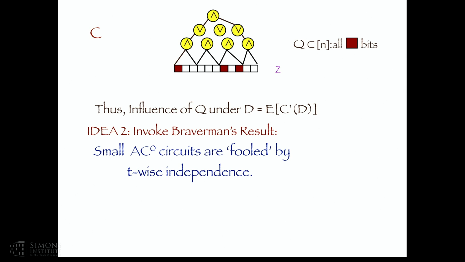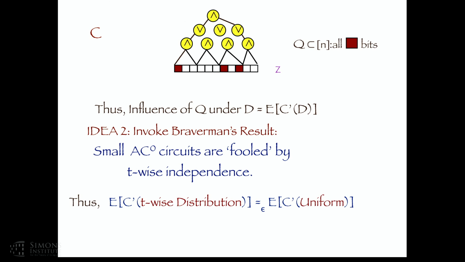So now the idea is to invoke the seminal result of Braverman on small depth circuits, which says that t-wise independence fools low depth circuits; in other words, it cannot distinguish between uniform and t-wise independent. So if C prime is a low depth circuit, then the expected value of C prime under a t-wise independent distribution is pretty close to when the good bits are sampled from a uniform distribution. This translates into saying that the influence a coalition has when the good bits are t-wise independent is close to the influence it has when the good bits are uniform. So this is the reduction.